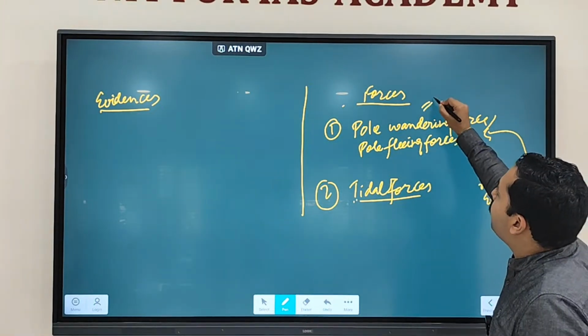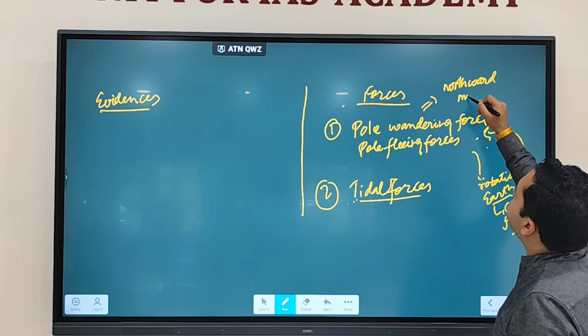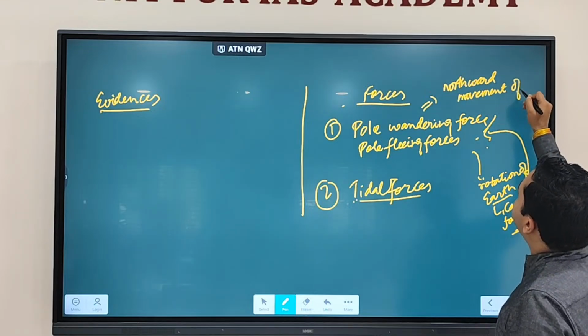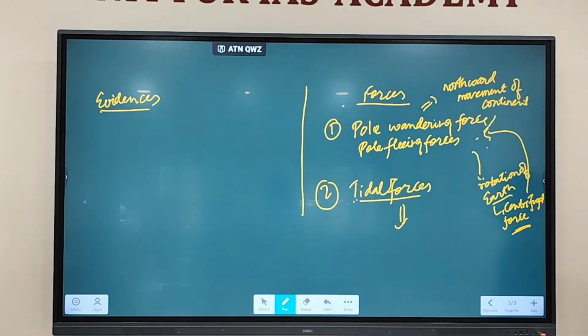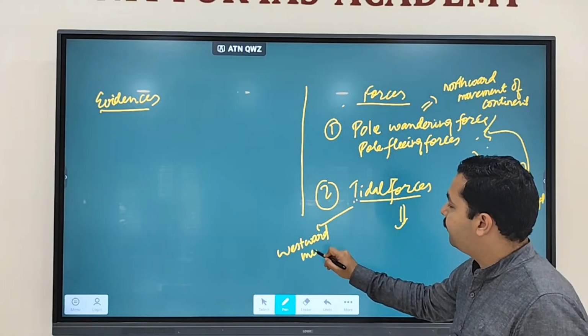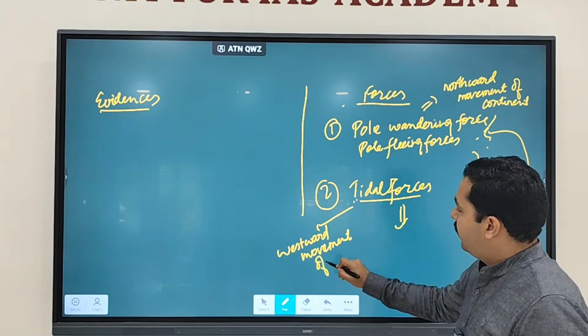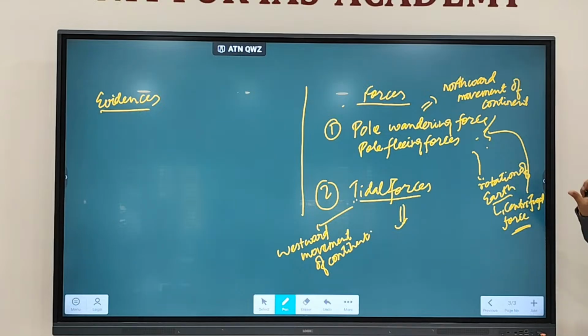Now, these pole fleeing forces are responsible for the northward movement of continents. And the second force is the tidal force. He's saying that the tidal force is responsible for the westward movement of continents. Clear? So the pole fleeing force is generated due to what? Earth's rotation, which generates centrifugal force, and it is responsible for the northward movement of the continent.